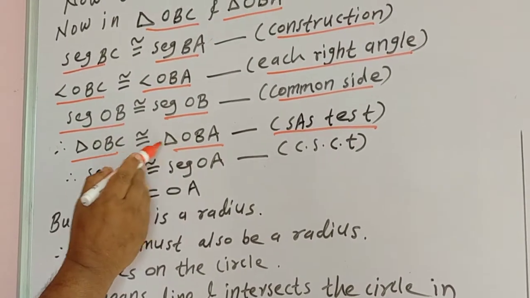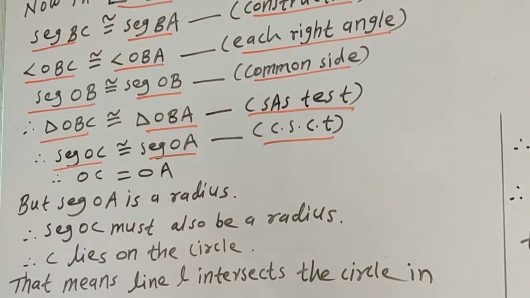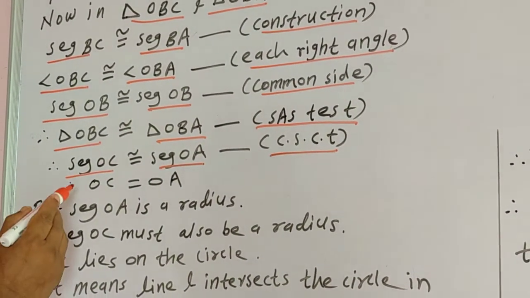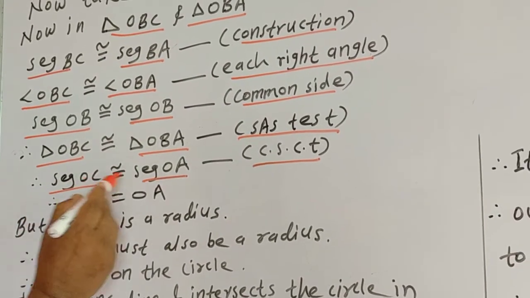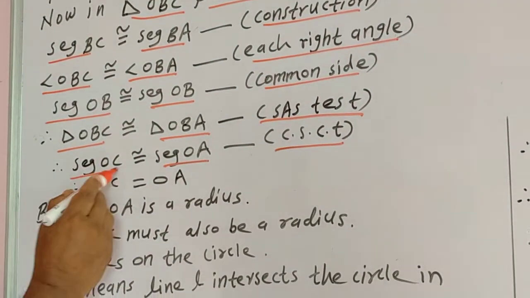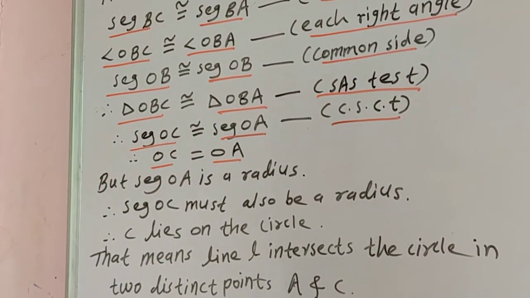And when two triangles are congruent, their corresponding sides are congruent. Here it is CSCT: corresponding sides of congruent triangles. Which are the corresponding sides? Seg OC is congruent to seg OA. When segments are congruent, their lengths are equal. Therefore, OC equals OA.